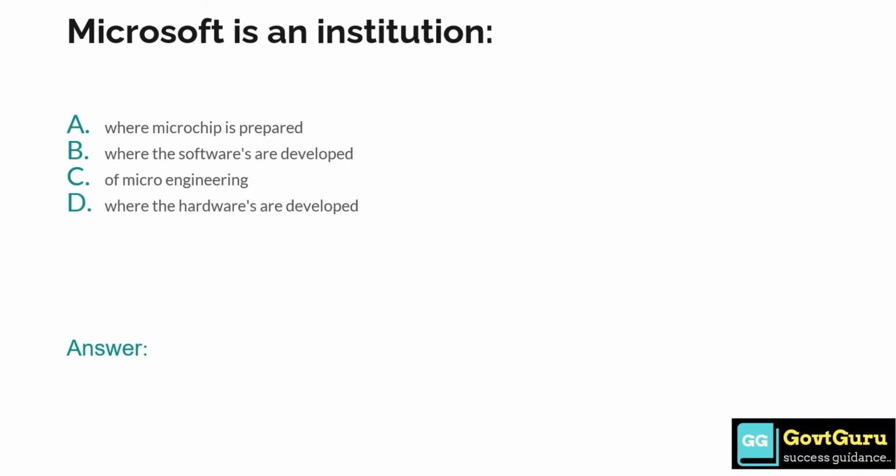Microsoft is an institution. Option A where microchip is prepared, option B where the software are developed, option C of microengineering, and option D where the hardwares are developed. So the Microsoft is an institution, option B, that is where the softwares are developed.